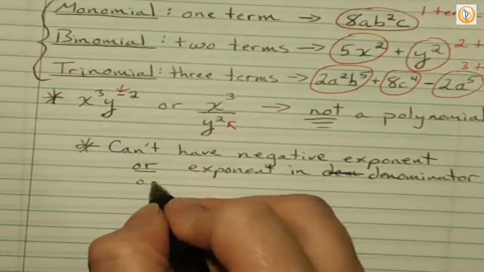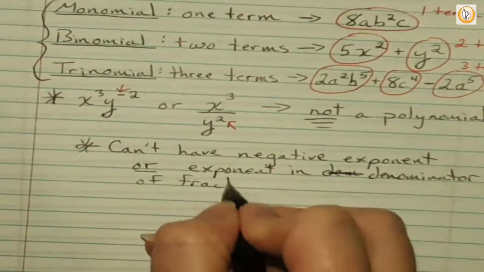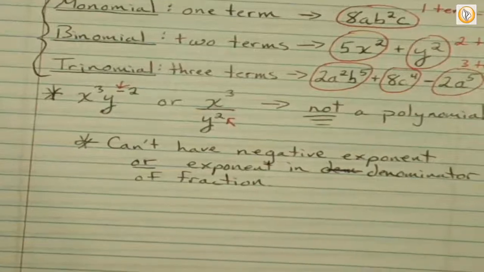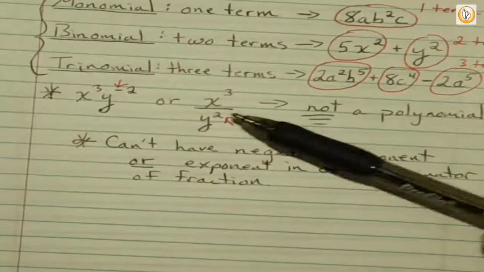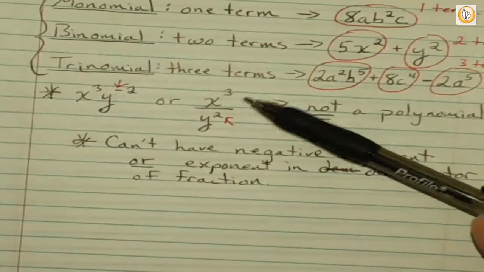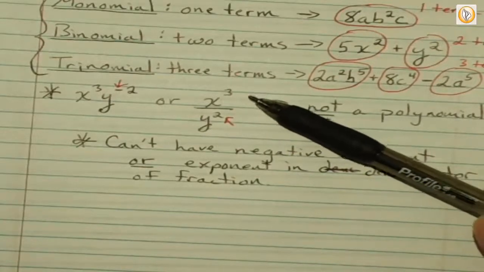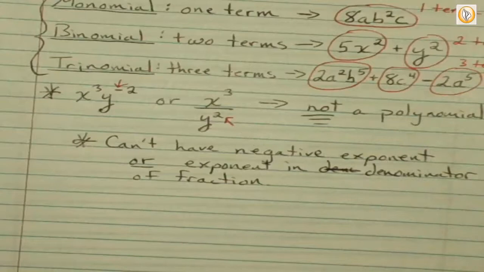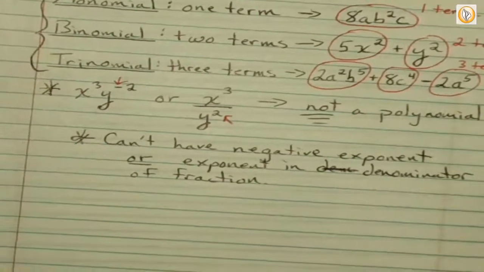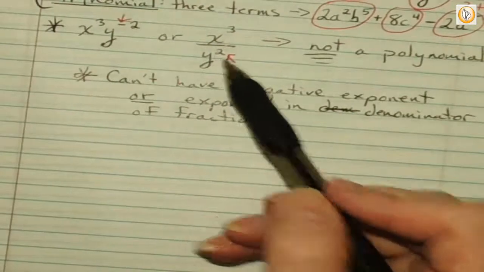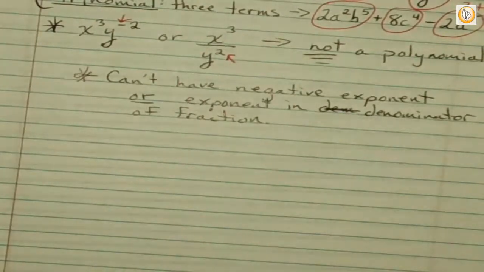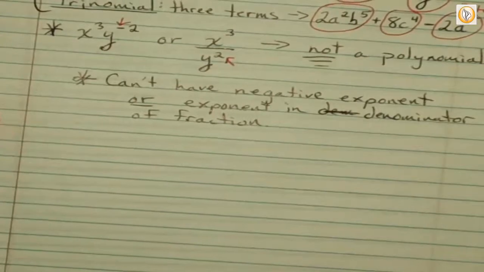A fraction. Now, New had a good point. She said, what if the exponent in the denominator is negative? Therefore, it would make it a positive exponent on top. I think that would be acceptable. If there's a negative exponent in the denominator, it might be. You won't have that, I don't think.